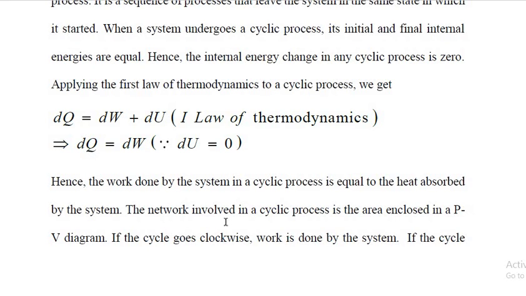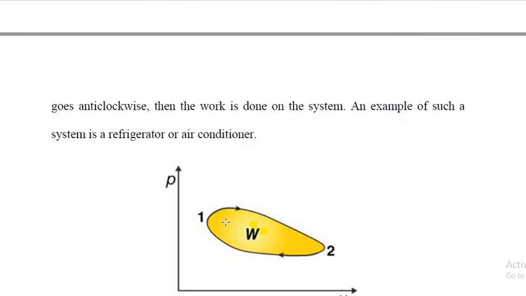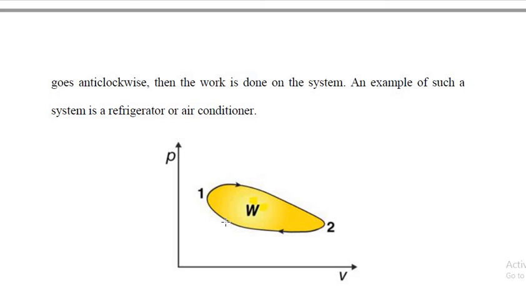The net work involved in a cyclic process is the area enclosed in a PV diagram. I can show the diagram. This is the PV diagram. So this is the net work enclosed by the PV diagram. So initial and final states are equal in a cyclic process.